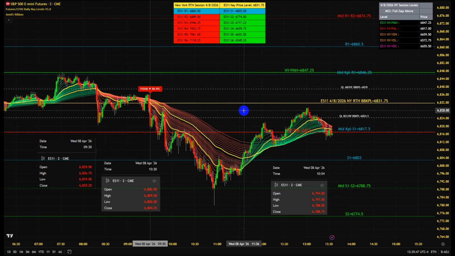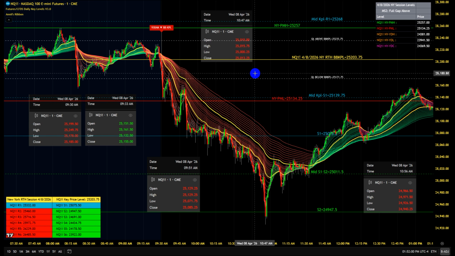So now what we're going to do is take a look at the previous sessions. We're going to take a look at the last couple of ES sessions, and then finally we're going to look at the NQ for today as well. Okay, so we're actually going to take a look at the NASDAQ NQ E-mini futures chart for today first. Then we'll finish the video by looking at the last several sessions of ES.